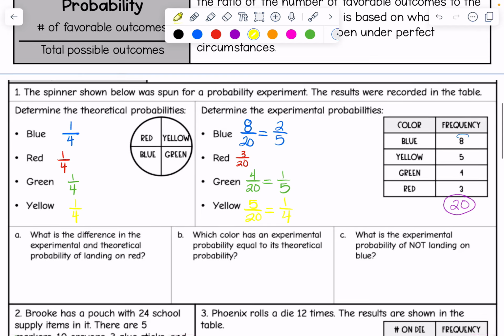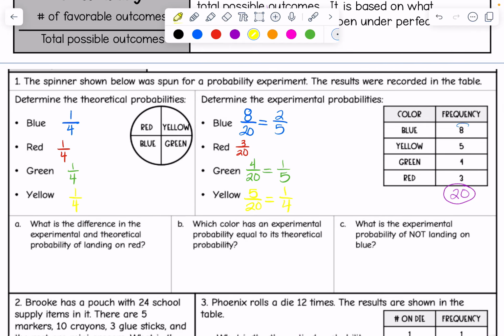For part A, now I'm going to start comparing these probabilities. It says, what is the difference in the experimental and theoretical probability of landing on red? The difference means I'm subtracting. So I need to look at the theoretical probability of landing on red, which we said was 1/4, and the experimental probability of landing on red, which is 3/20.